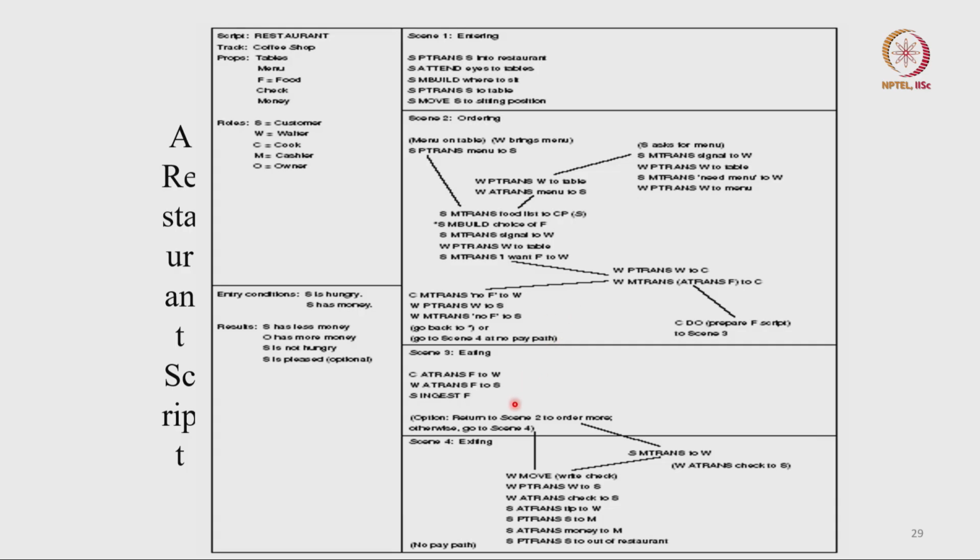Then the eating part, okay, and then how he exits. He moves to write the check, the waiter, right, and the waiter P trans to S, he comes back, okay, and he offers the check to S, okay, and he transfers money to M, okay. M is the cashier, right, and then he goes out of the restaurant. So, this is the way the entire script is done. Okay. So, whatever script you want, it will be in this form.